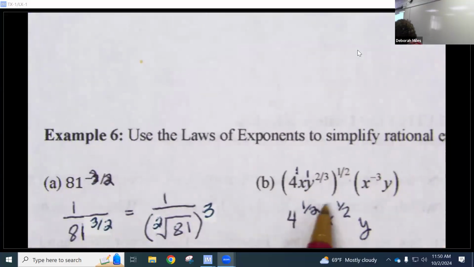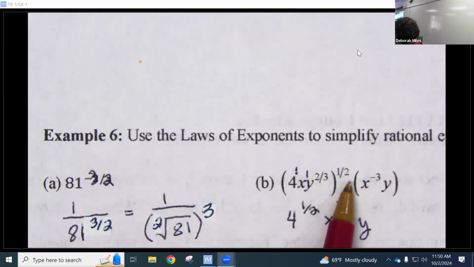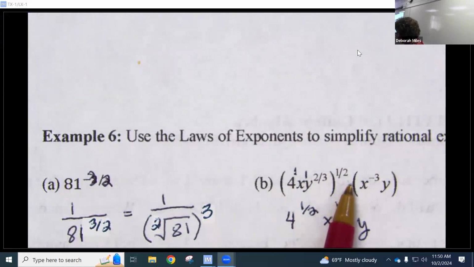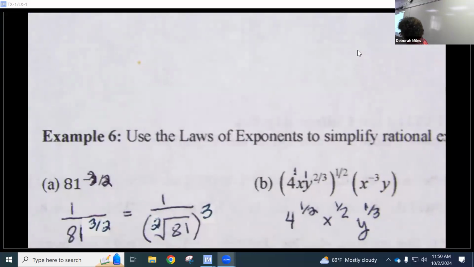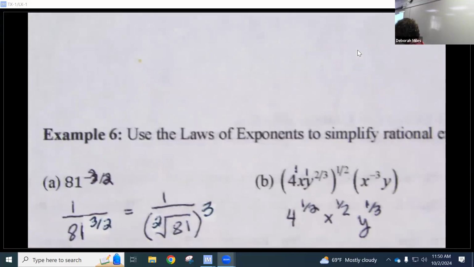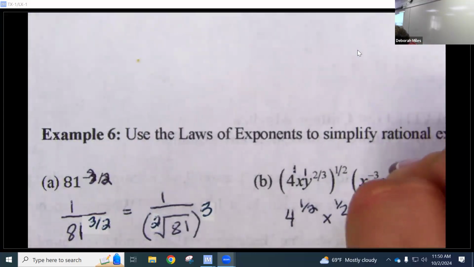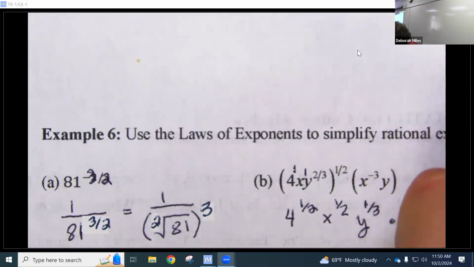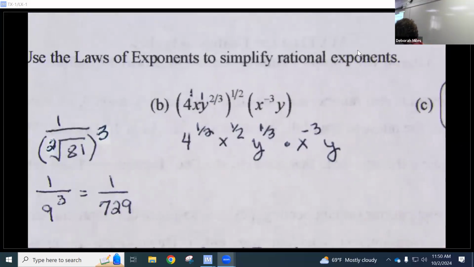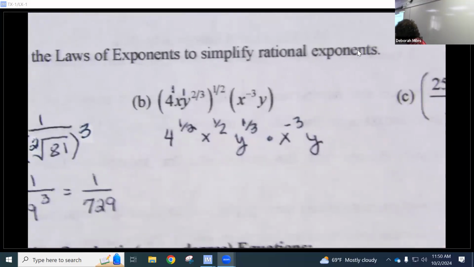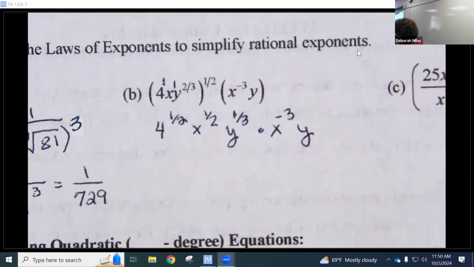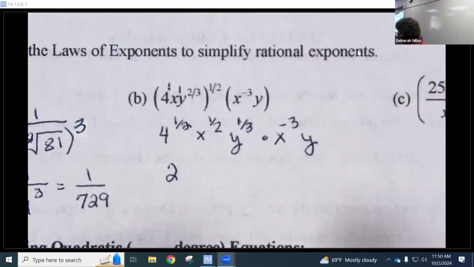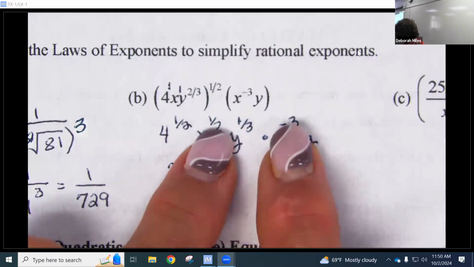y to the, what's 2/3 times 1/2? Without your calculator real fast. The 2's cancel and just leave you 1/3. Or 1/2 of 2/3 is 1/3. And then I still have that x to the -3y. What does 4 to the 1/2 mean? Square root of 4, and square root of 4 is 2. When I multiply these two x's, what can I do with their exponents?